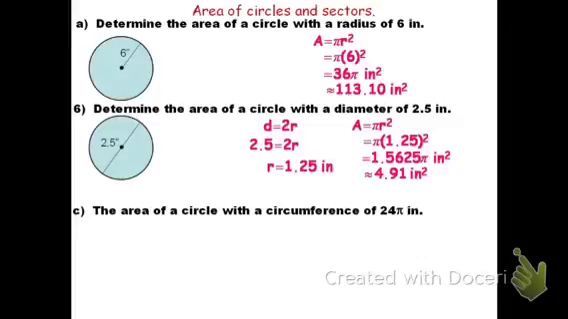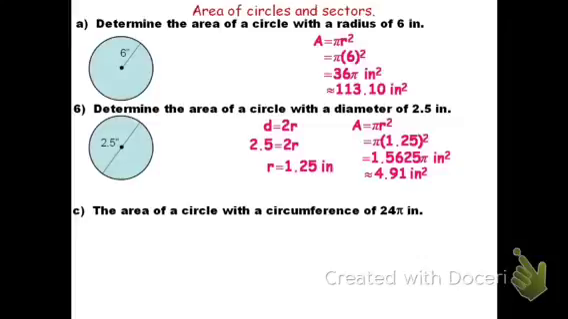In this case, we're not told the diameter and we're not told the radius. Instead, we're told we want to find the area of a circle where the circumference is 24 pi inches. To do this, we're going to begin with the circumference formula to find the radius, and then once we have the radius, we'll use that to find the area. So this is going to be a multi-step problem.